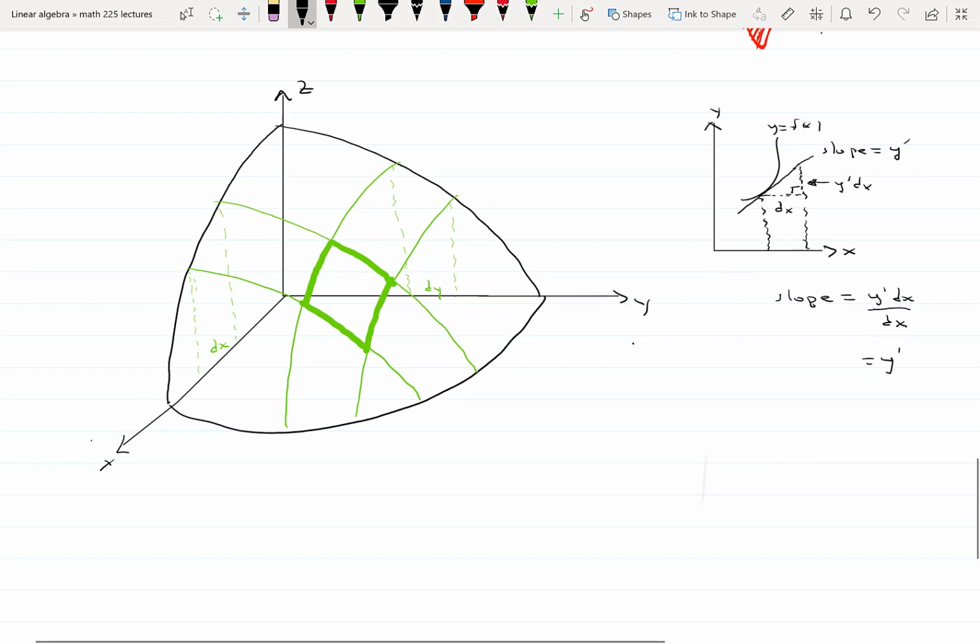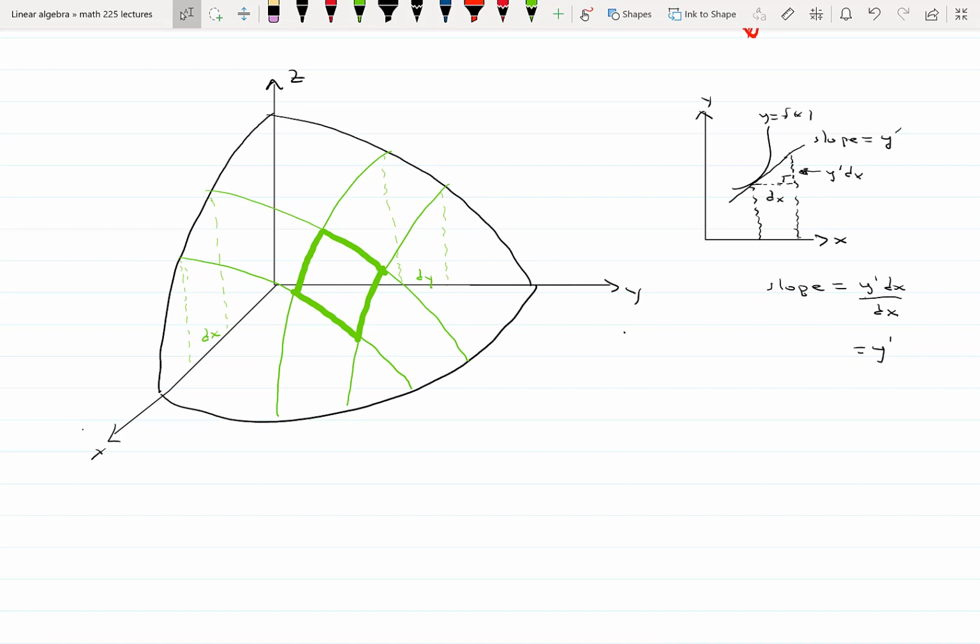Well, we're going to do that with our little patch dS, but it's quite a bit more complicated. The idea is basically the same. The surface area of that little patch is approximately equal to the surface area of the tiny portion of the tangent plane that lies directly above the patch of area dS.